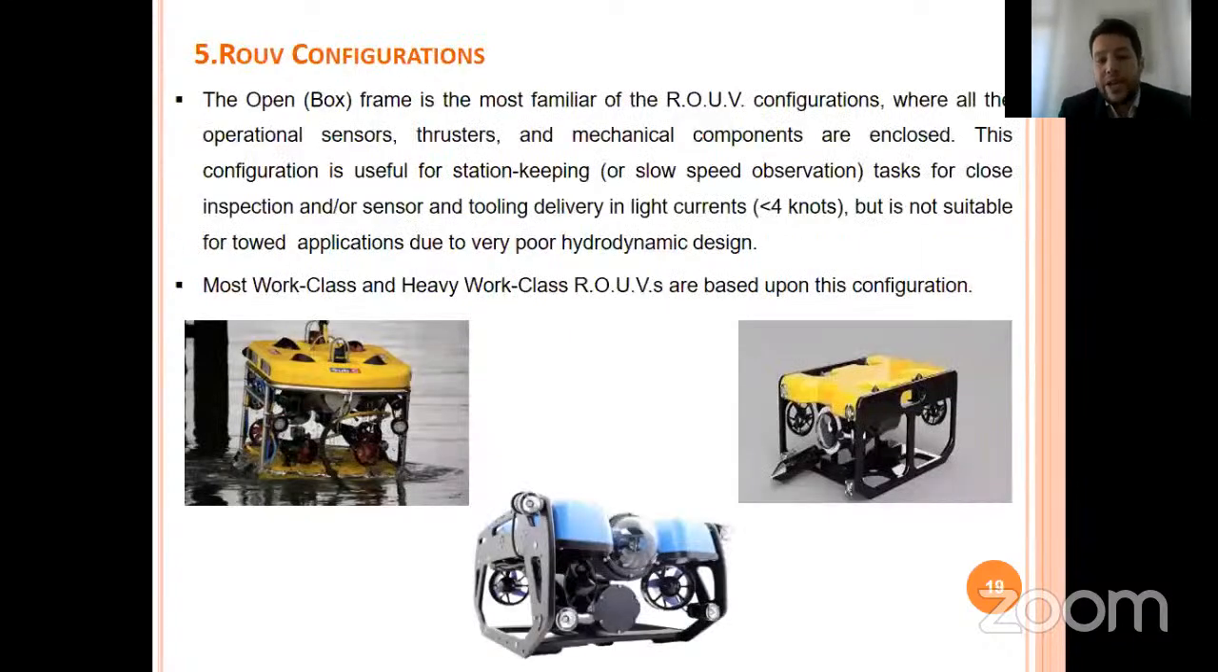So the open frame or the box frame is the most familiar of the ROV configurations, where all the operational sensors, thrusters, and mechanical components are included. This configuration, as you can see in these three figures, is useful for station keeping or slow speed observation, tasks for close inspection or sensor and tooling delivery in light current, but it's not suitable for towing application due to very poor hydrodynamic design. So most work-class and heavy work-class ROVs are based upon this configuration.